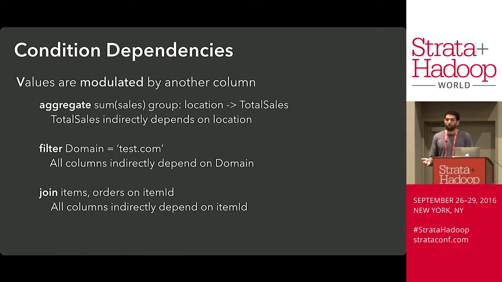Whenever you filter rows out of a data set, you in some sense affect all of the columns. So everything that's in your filter predicate now becomes an indirect dependency of everything downstream. And similarly with the join, your join predicates, in this case if we're joining on item ID across order and items, are now indirectly affecting all of the other columns downstream.